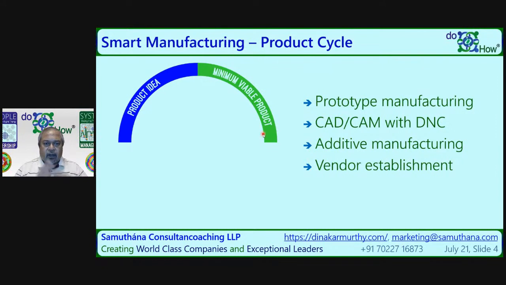So that's all about the minimum viable product, where you could use smart manufacturing concepts in these 4 areas: prototype manufacturing, CAD/CAM with DNC, additive manufacturing, and vendor establishment, where it's all about using the smart know-how and not really computers in this area. That's from my experience, which I shared with you.